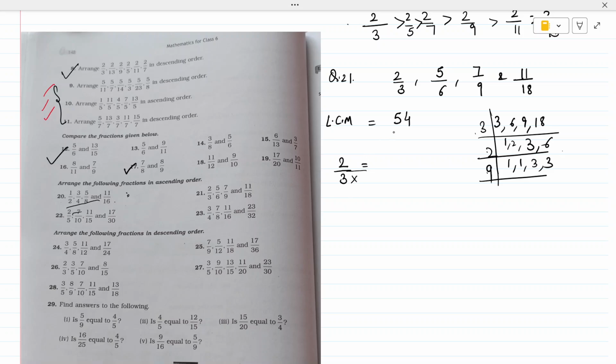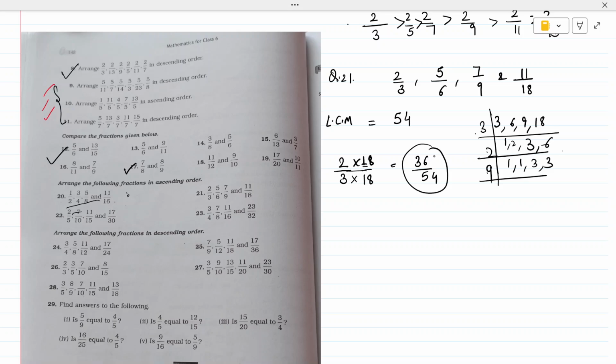18. We have to multiply 3 with 18. Similarly, here also we will have to multiply 2 with 18. 18 into 2 is 36. 18 into 3 is 54.